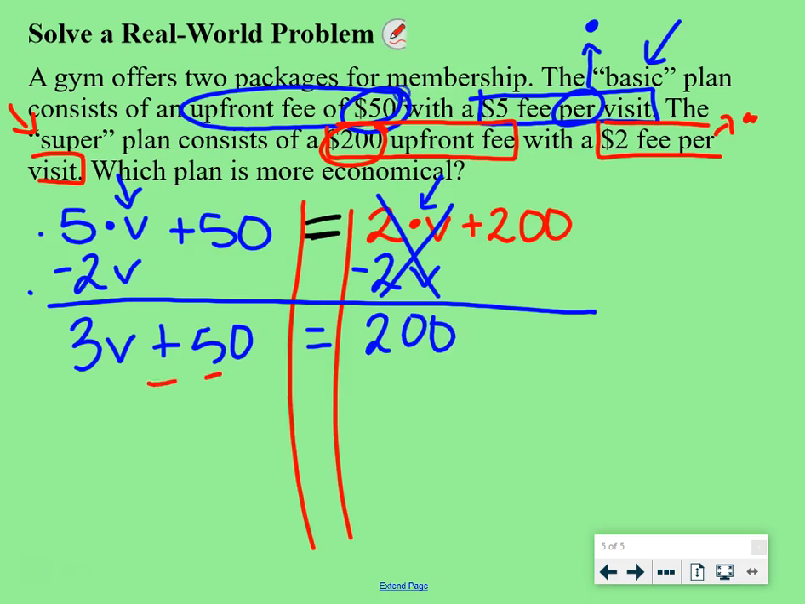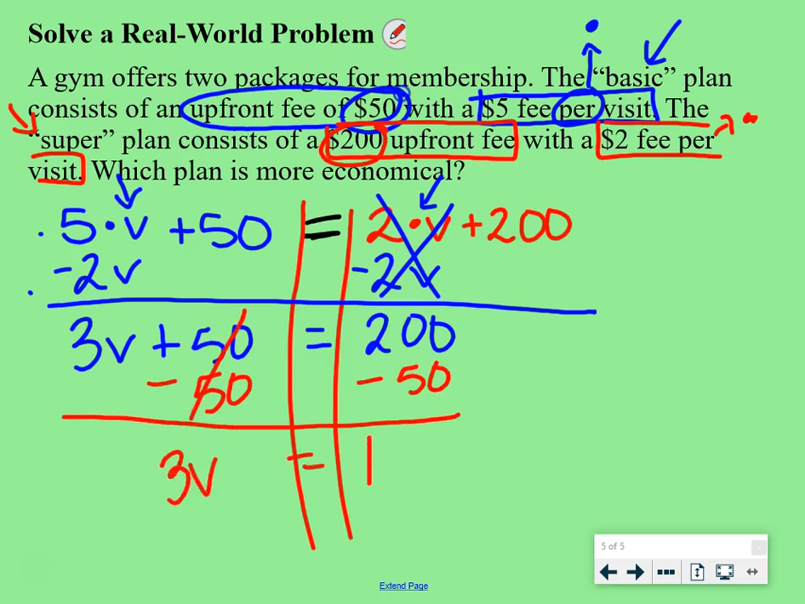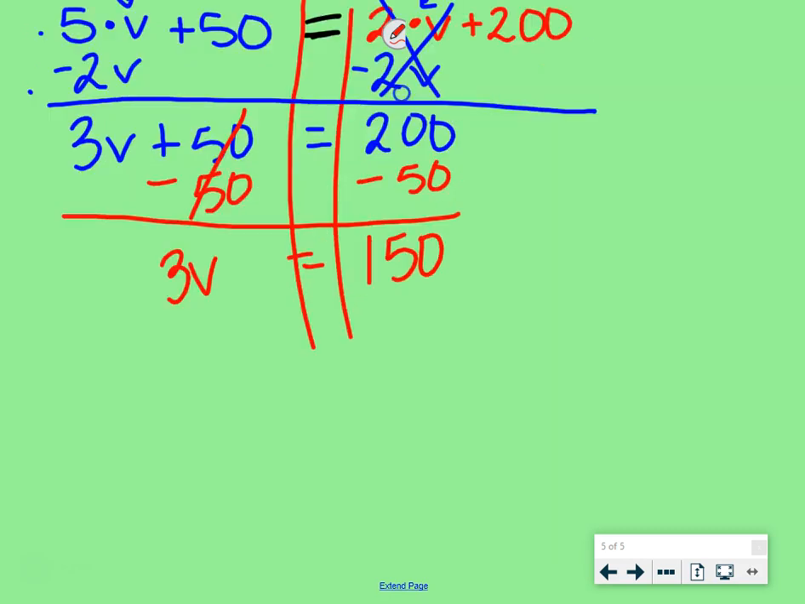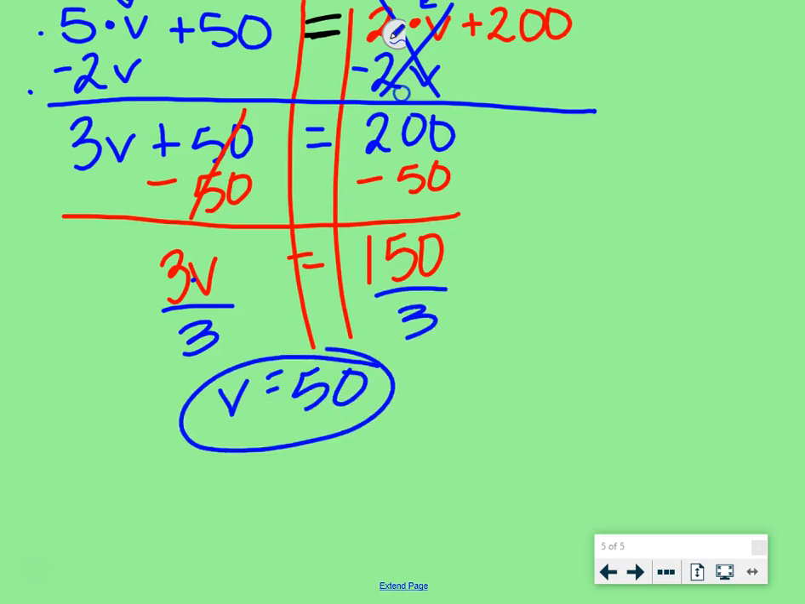Subtract the 50 from both sides to undo the plus 50. We get 3v equals 200 minus 50 is 150. Get the v all by itself by undoing that multiply by 3 with a divide by 3. And we get v equals 50.